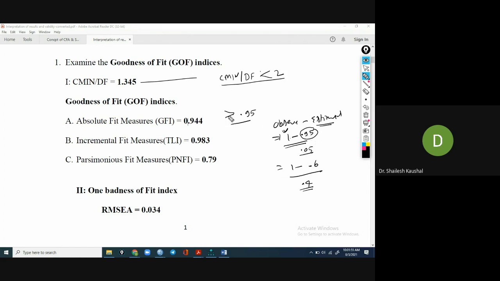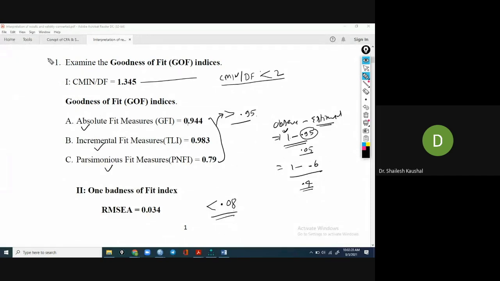So the values of absolute fit measures, incremental fit measures, and parsimonious fit measures should all be greater than 0.95. And the other one, the badness of fit index, RMSEA, root mean square error of approximation, should be less than 0.08.